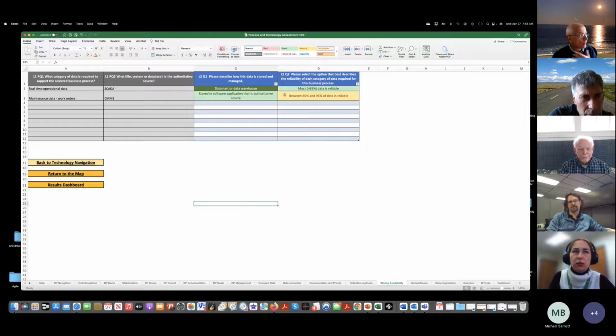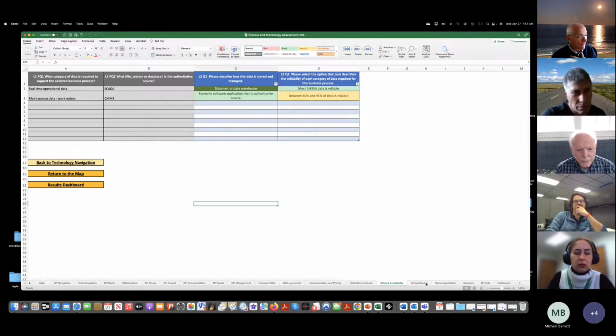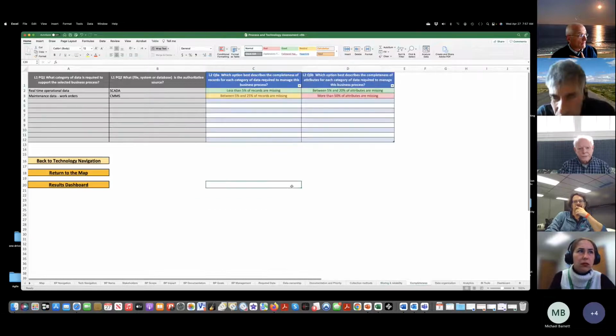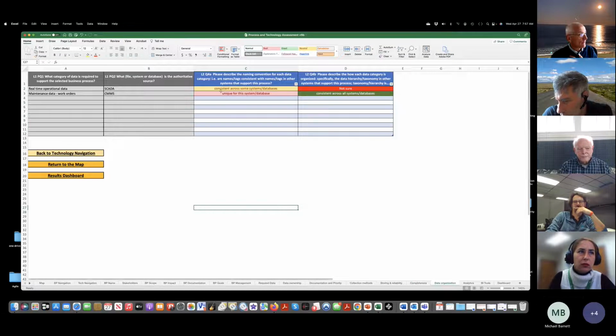Where is it stored? And for each one of these data sources, what's your assessment of the data? How complete is the data? And then how is it organized? Is it organized so that the naming convention is unique for this system or database? Nobody else shares it? I'll stop.